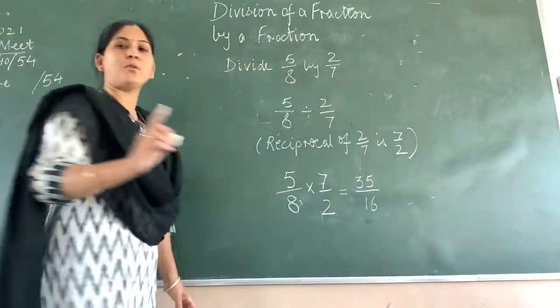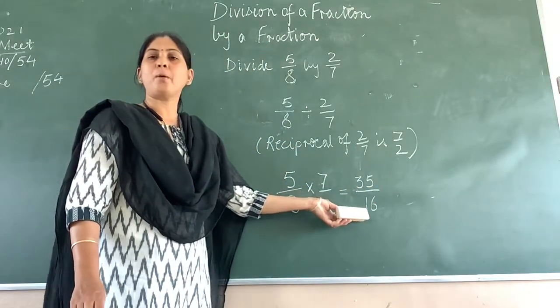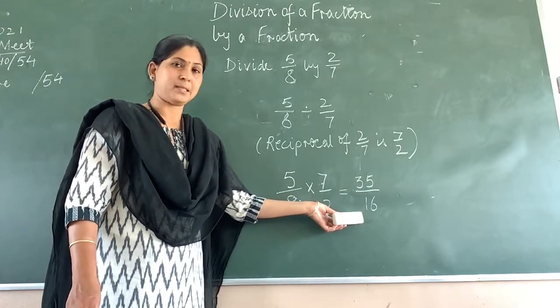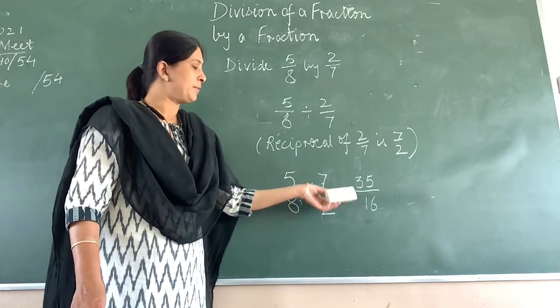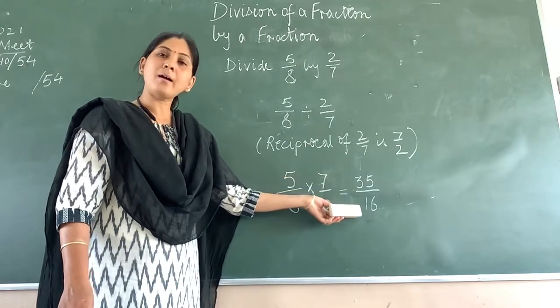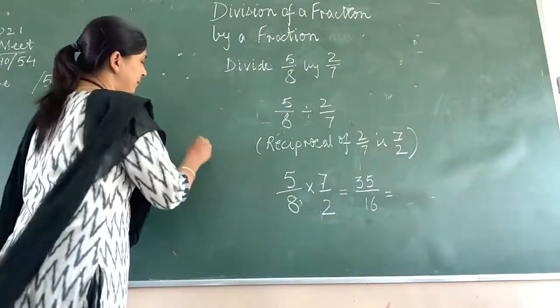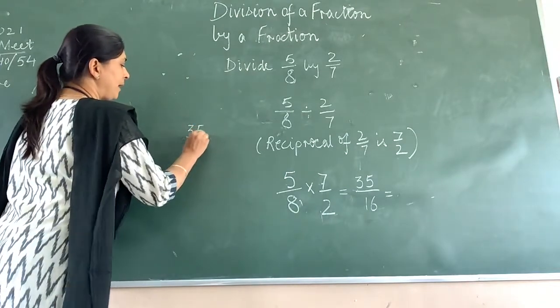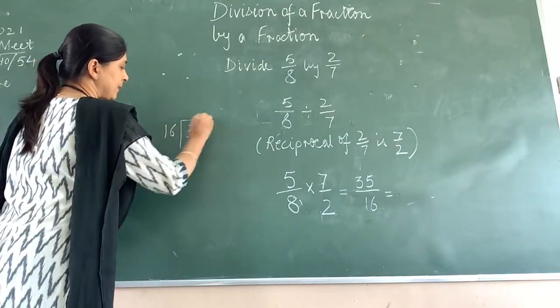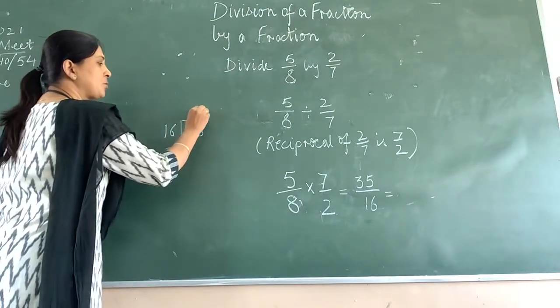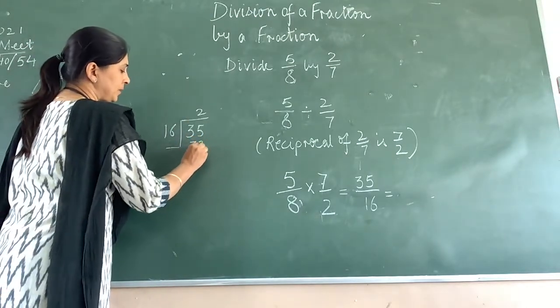Now 35 over 16, it is an improper fraction. Numerator is more than the denominator. So what will we do? We will divide the numerator by the denominator. Come on. Let's divide 35 by 16 to get a mixed fraction. 16 times 2 is 32.